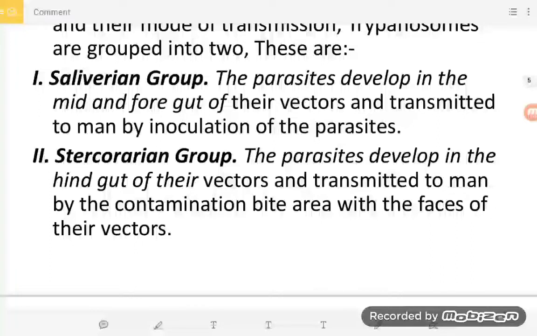They make injuries when they take a blood meal or wound, right? So at the same time they take blood, they shed feces. The feces contain the infective stage. So if it is inoculated and meets the wound or wounded area, it is transmitted to the human.